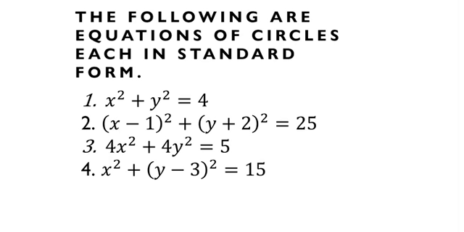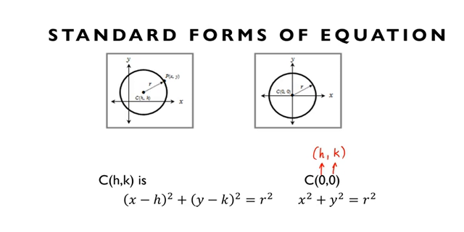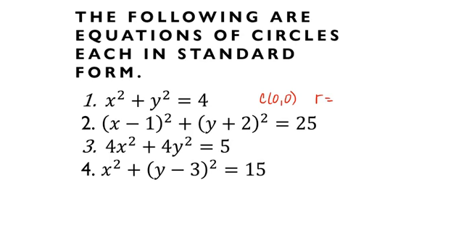So for the first example, what is the center? Since nothing is beside the x and the y, the center would be at 0, 0. For the radius, you have to take note that it is always r squared if it's in the standard form. Therefore, if the right side is equal to 4, that is equal to r squared. So that means the radius is equal to 2.